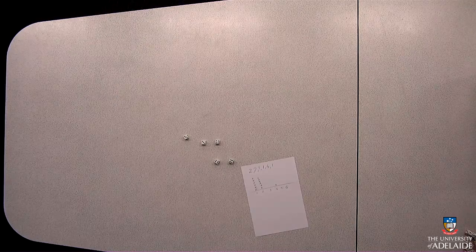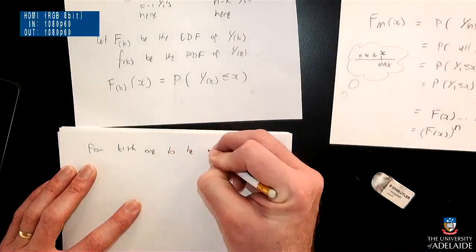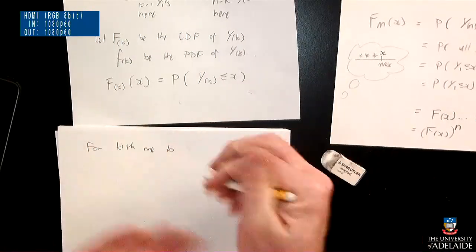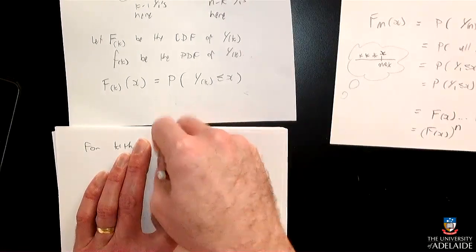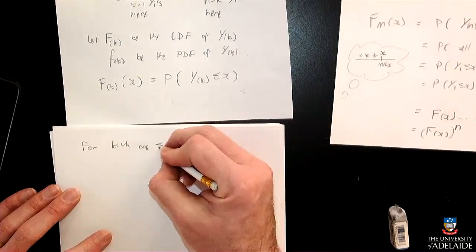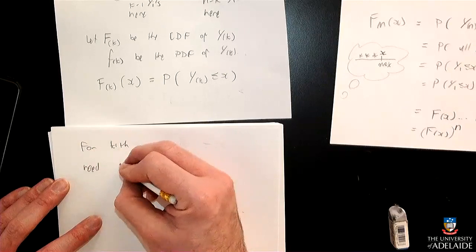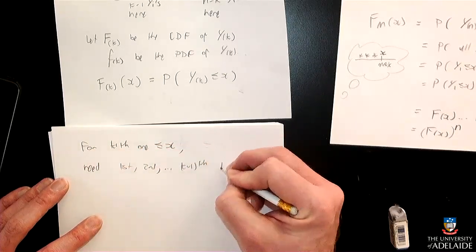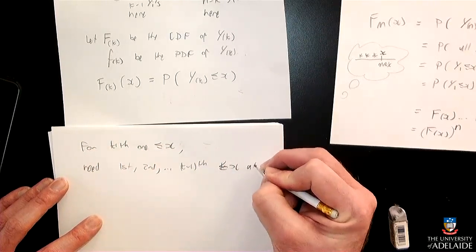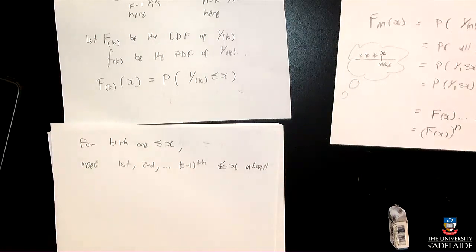Okay, I'm just going to write down that reasoning. So for the kth one to be less than or equal to x, we'd need the first, second, up to the k minus 1th to be less than or equal to x as well. That would have to happen as well.